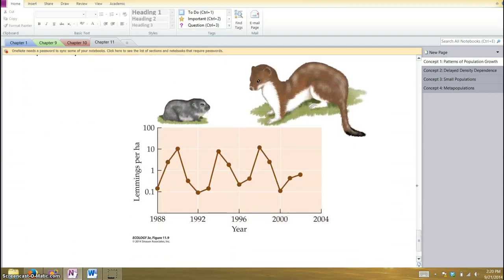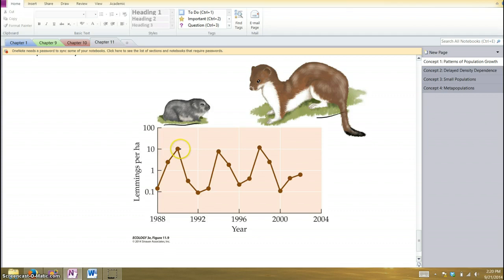Also, predators can play a role. Here are these things called lemmings, these small mammals that you find in northern Europe. Here's this type of weasel. And so the lemming populations can increase a great deal because they have high reproductive rates.